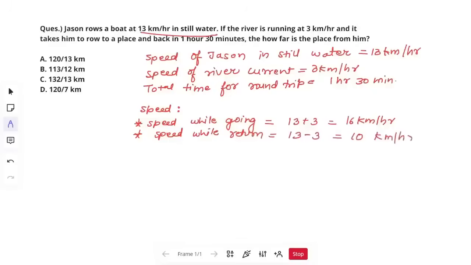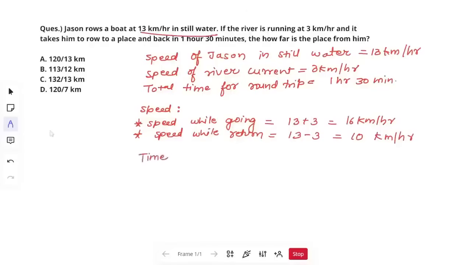Hope you have understood how we calculated these. Our Jason's speed in still water is 13 kilometers per hour and the speed of the river current is 3 kilometers per hour. So while going it will be added and while returning it will be subtracted. So we will have these speeds. Now let us see the time calculations.